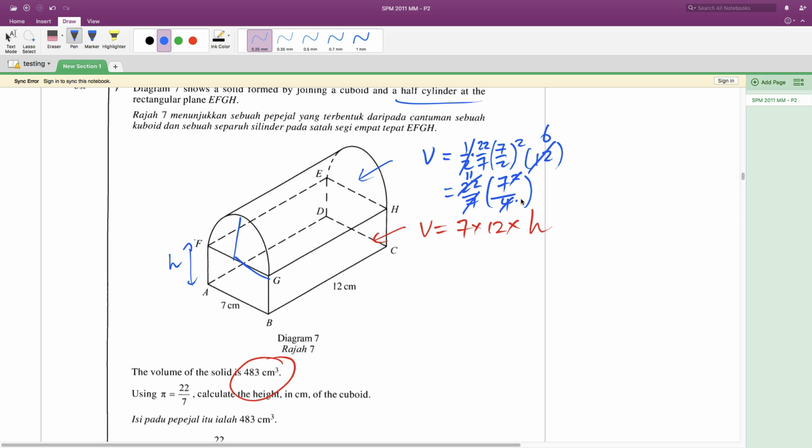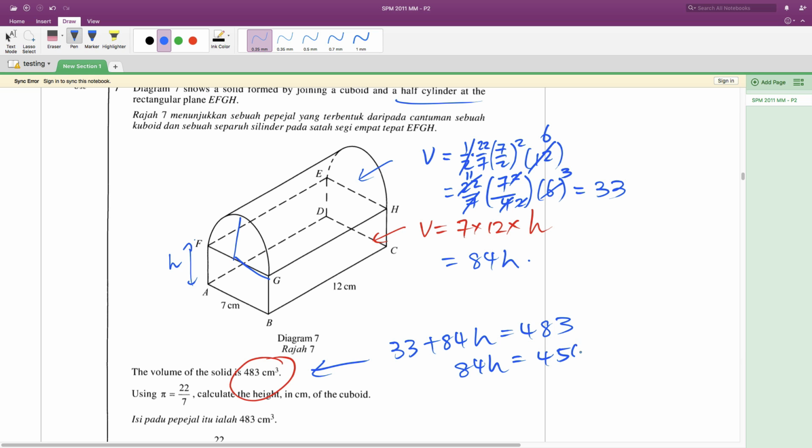It's 11/2. And then this one I simplified, still has 6 here, isn't it? So basically I will get 2 and 6. I simplify again, it is 3. This is 33. Alright, you just simplify it yourself. And then this one should be 84h. So I will say 33 plus 84h equals 483. And then 84h will equal 450. I just minus 33. Then h should equal 5, isn't it? 450 divided by 84. Oops, it's not. I think I did something wrong.